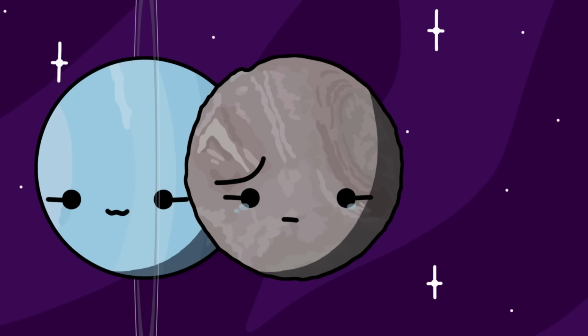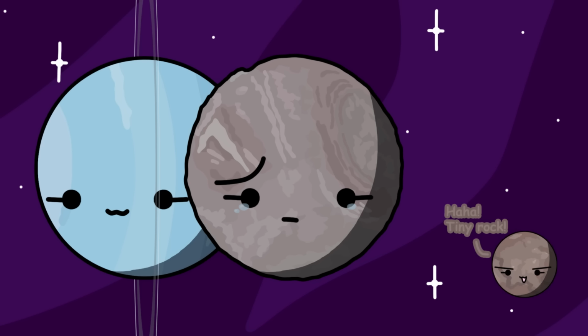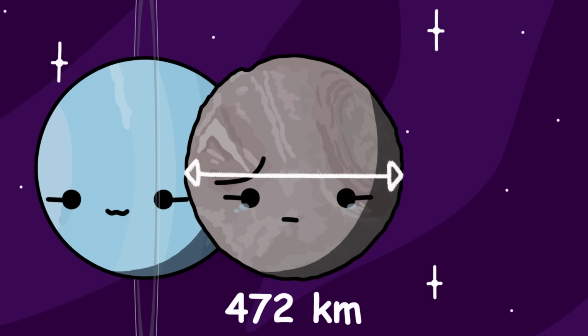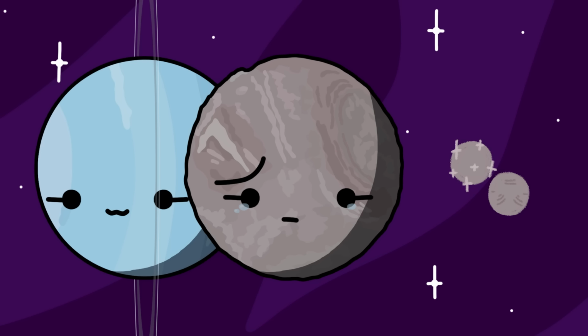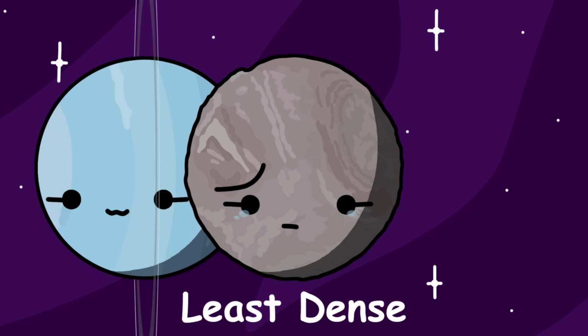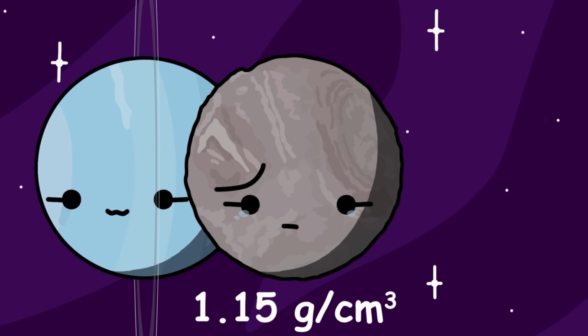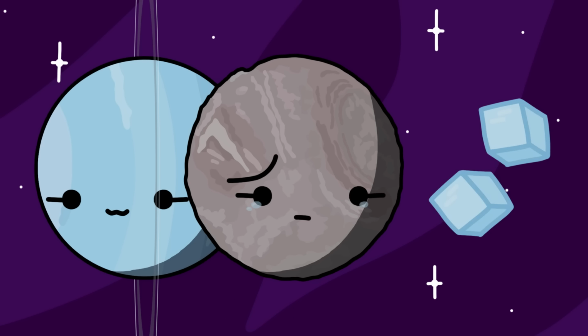Starting off with Miranda, it is the smallest and closest major moon of Uranus. Miranda is only just under 500 kilometers in diameter. It has giant fault canyons as much as 12 times deeper than the Grand Canyon, terraced layers, and a mix of old and young surfaces. Miranda is the least dense of the Uranian moons, with a density of only 1.15 grams per cubic centimeter, which means that Miranda is mainly made of ice and less rocky stuff compared to the other moons.